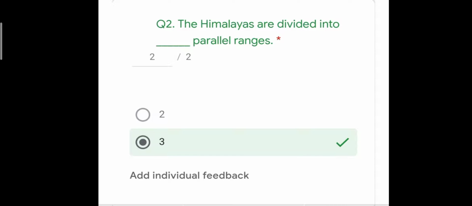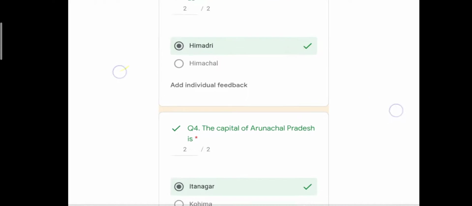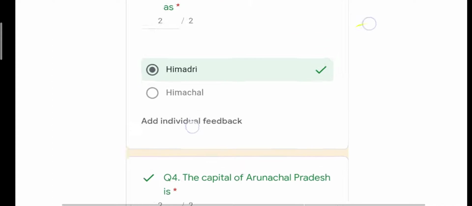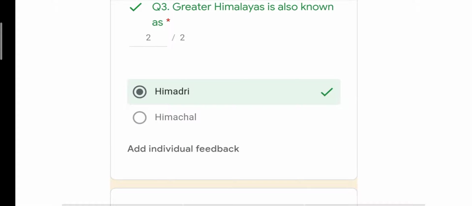Now moving to the next question. The Greater Himalayas is also known as, so children, here the Greater Himalayas is also known as Himadri, and it is the northernmost range or chain of mountains.